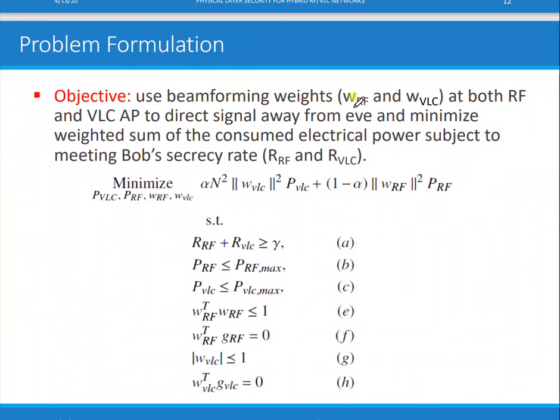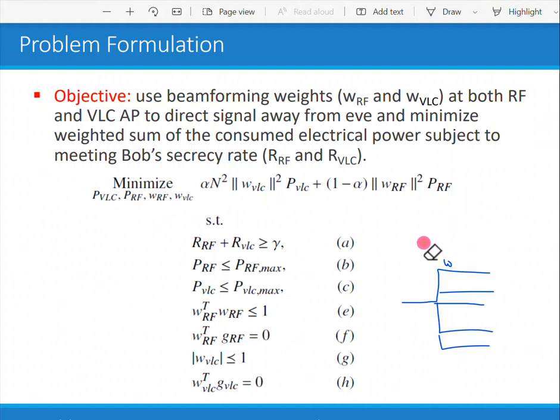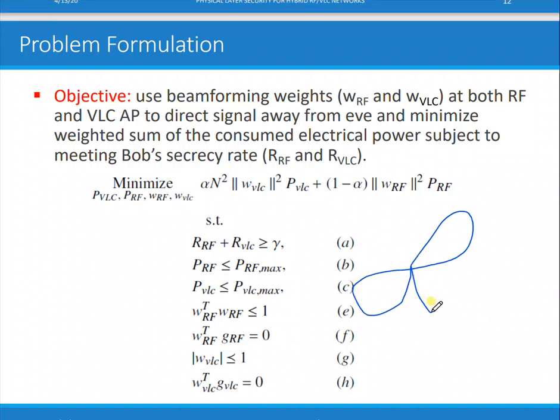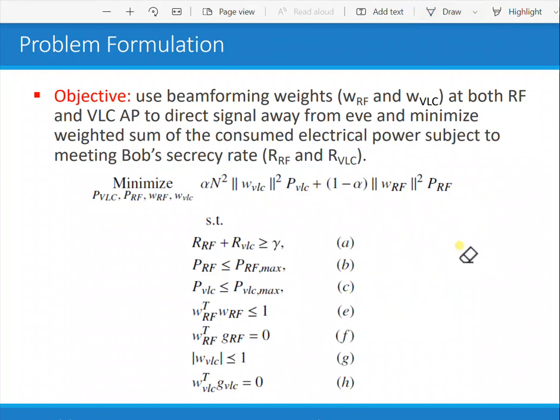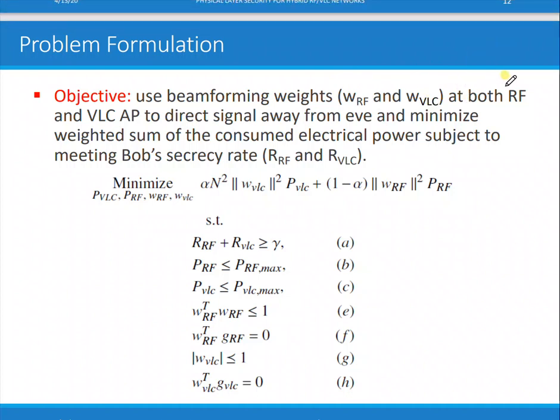Okay, now we have the problem formulation. The objective is to use beamforming weights, W_RF and W_VLC. We have different beam weights, these are like omega. We have some values of omega, and these values of omega change the beamforming, the beam of transmission. It affects the size and the orientation of the beam. The beam is affected by the omega of the radio frequency signal and the omega of the visible light communication.